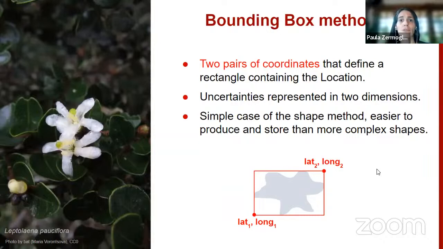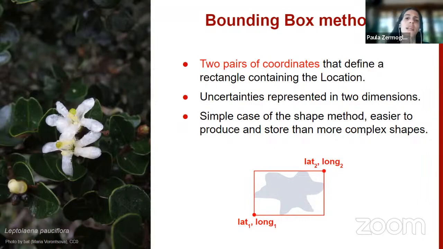The next method is the bounding box method. The bounding box method provides two pairs of coordinates that define a rectangle, shown here at the bottom of the slide, containing the whole location. And so those pairs of coordinates are the vertices of that rectangle of minimal and maximum latitude and longitude. So the uncertainties here are represented in two dimensions, X and Y. And this is a simple case of the shape method that we're going to see in a moment, and is in general an easy method to produce a georeference and to store compared to other more complex shapes.